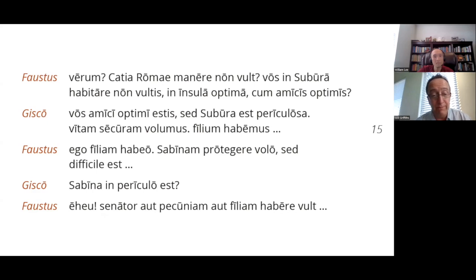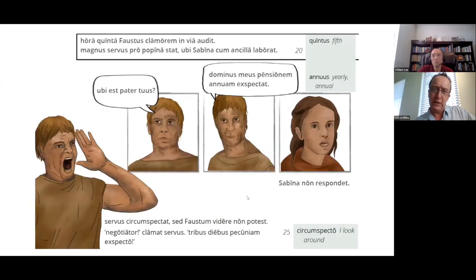What's the problem? Well, the senator, and this is the guy who owns the block of flats, the apartment building that Faustus is running, either wants the money back that I owe him, or he's going to take my daughter. No, they're not into slavery, but into debt bondage at this point.